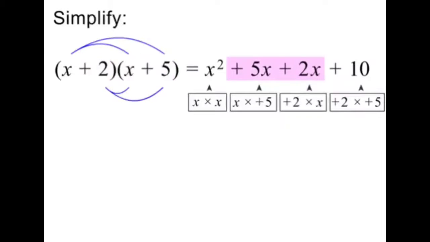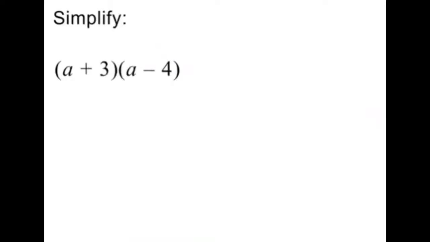No, we have two like terms, so we can simplify further. 5x plus 2x equals 7x. Now we are finished. Please pause to check my working. Here is the next example. Let's again use FOIL to help us.